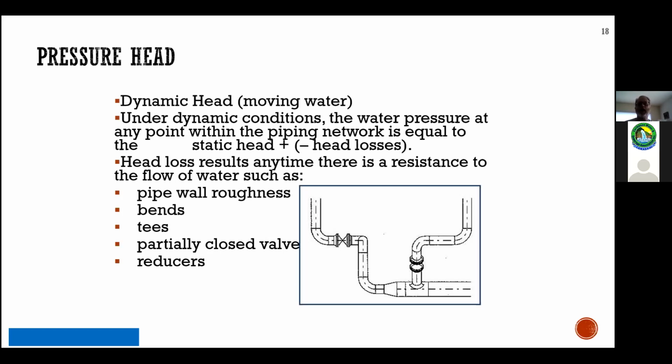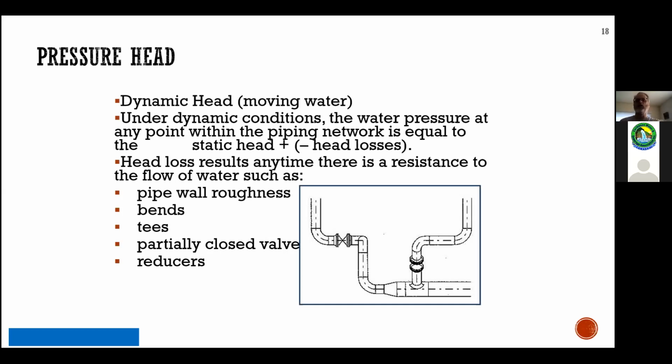So when water moves under pressure through a pipe network, there are other forces at work. The water pressure at any point is equal to the static head, which is that amount of energy that we've just been looking at, plus or minus head losses, usually minusing head loss. And head loss, the shortcut is basically friction, right? It robs energy from the pipe and from our system. And so there are these factors that come in.